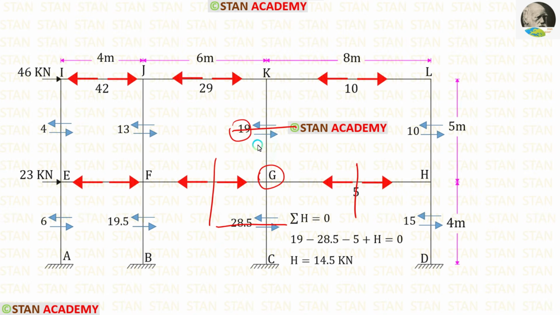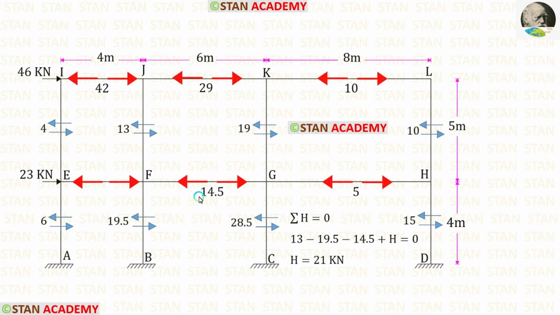Now, let us take the joint G. 19 is acting towards the right side, so that will be positive. 28.5 is acting towards the left side, so that will be negative. 5 is also acting towards the left side, so that will be negative. H is acting towards the right side, so that will be positive. Finally, for H, we are getting 14.5 kilonewton. Let us apply that.